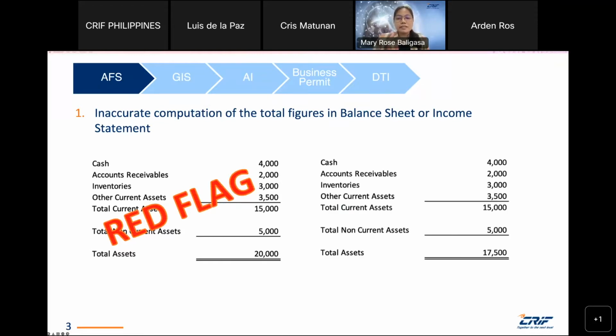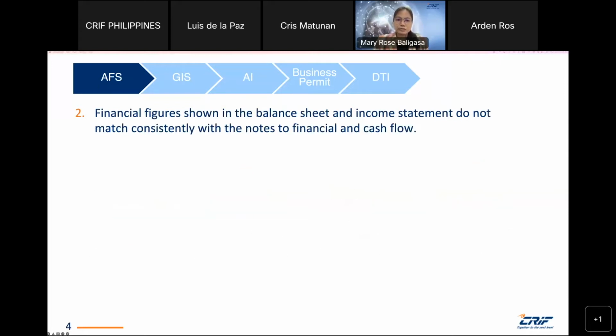However, not all inaccurate computation will be tagged as red flag. To give you an example, in the second balance sheet, you will notice that the total current asset is still at 15,000, same as the one earlier. So it is still wrong. However, if you look at the total asset, it is only 17,500. Therefore, we will consider this as a clerical error.